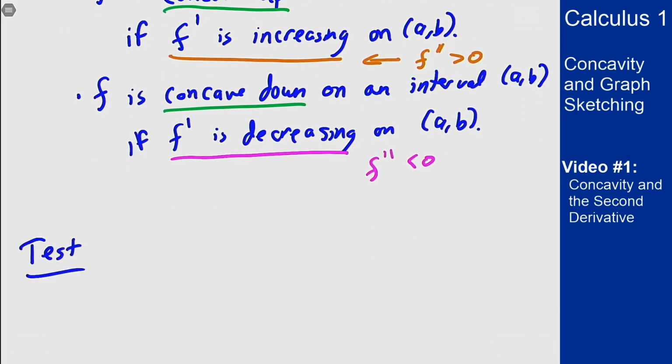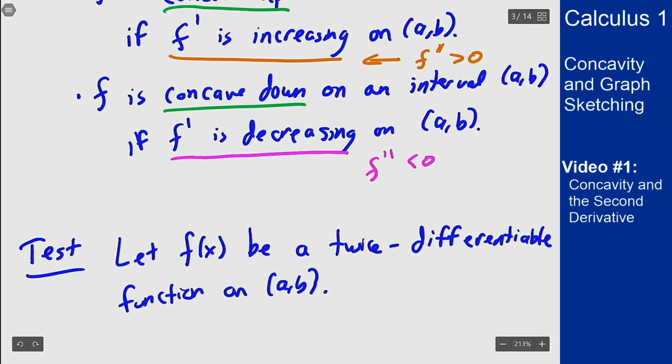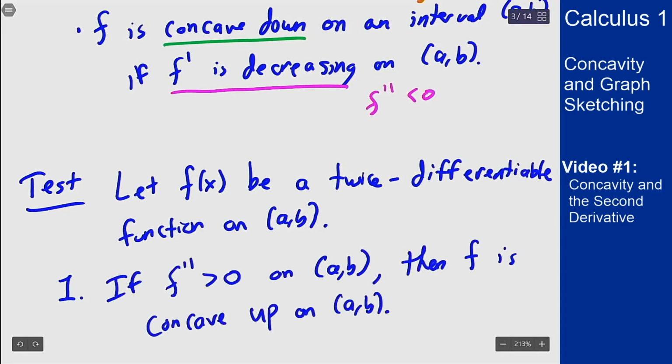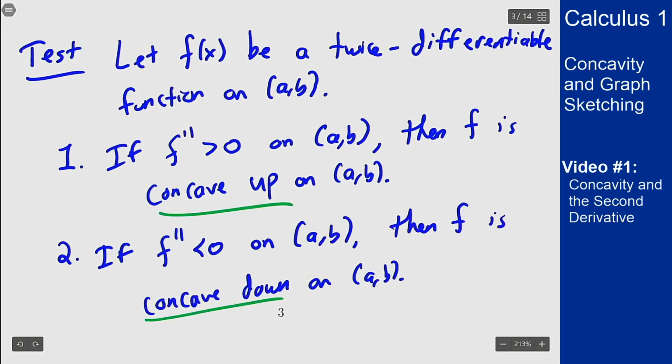We'll assume that f is twice differentiable, so it has two derivatives. Then, if f double prime is positive on a b, my function is concave up on that interval. And similarly, if f double prime is negative, my function is concave down. You can use this the same way you would for increasing and decreasing functions to figure out intervals where certain functions are concave up and concave down.